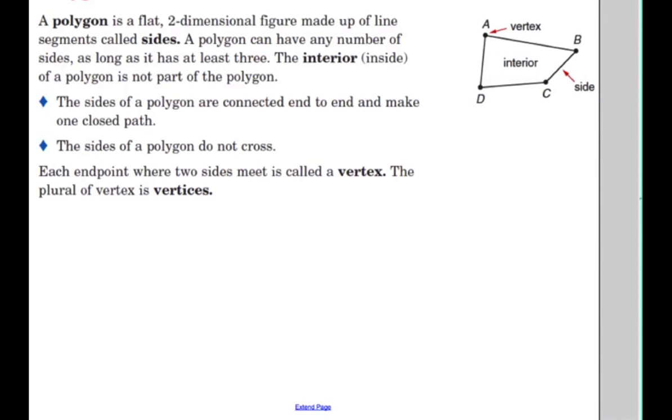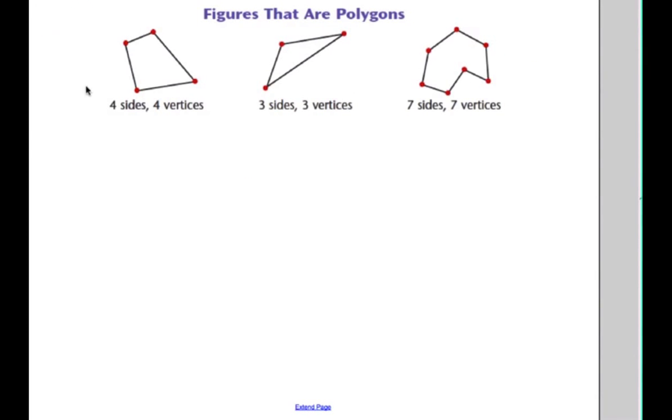Each endpoint where two sides meet is called a vertex. The plural of vertex is vertices. We'll talk about vertices more in the future. A vertex is just like an angle where the two sides meet at a point. Study these figures that are polygons.